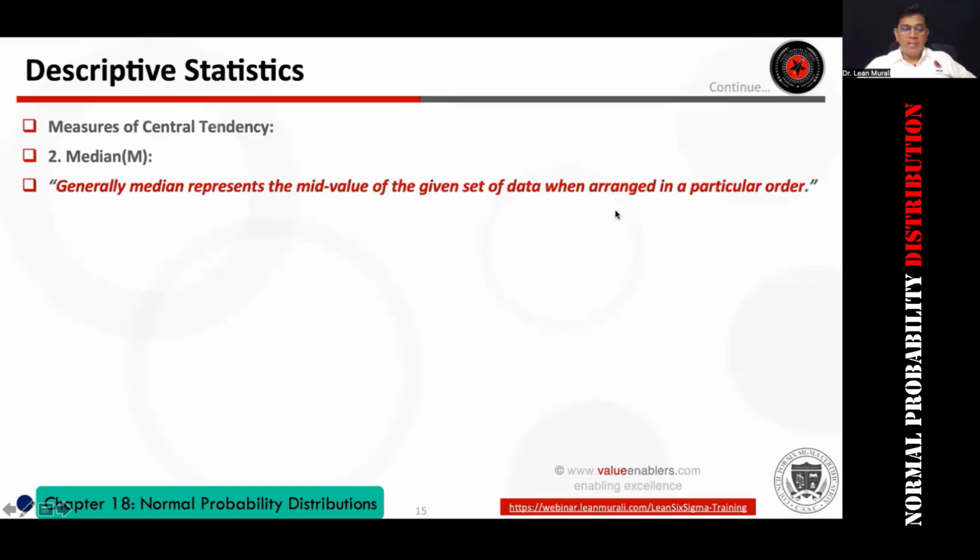For example, if you wanted the average height of people in your classroom, you measure the height of each and every person. Let's assume that there are 100 students in the class. Each of their heights you measure, add all the heights, divided by 100 will be the average. Whereas if you want to find the median, you will not add anything. You ask them to stand in the height order.